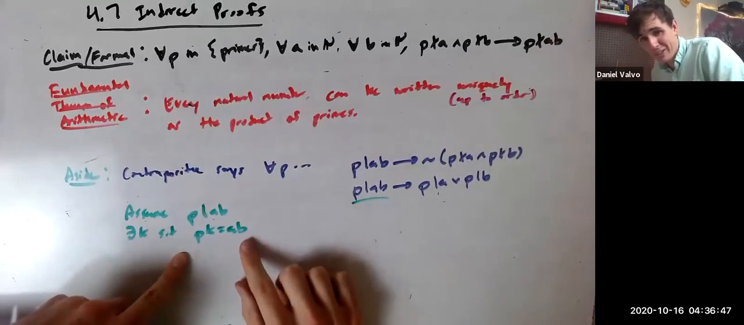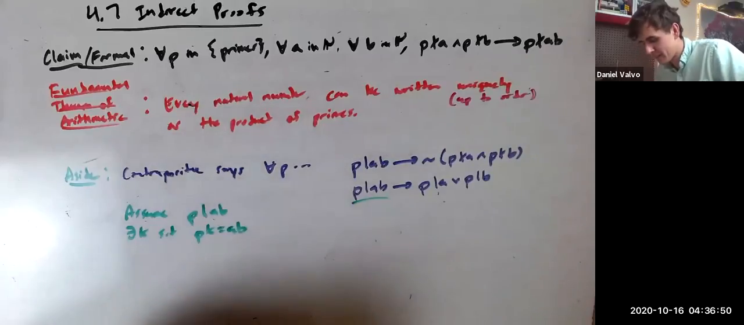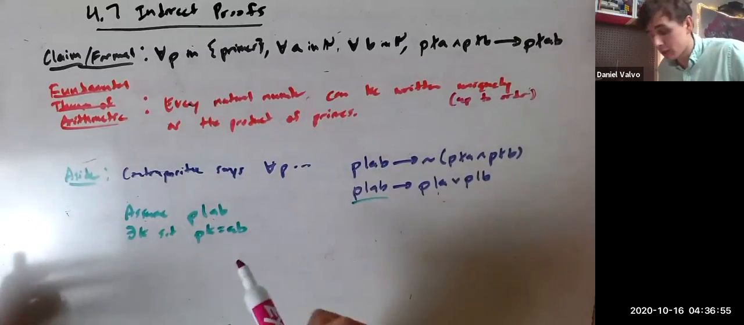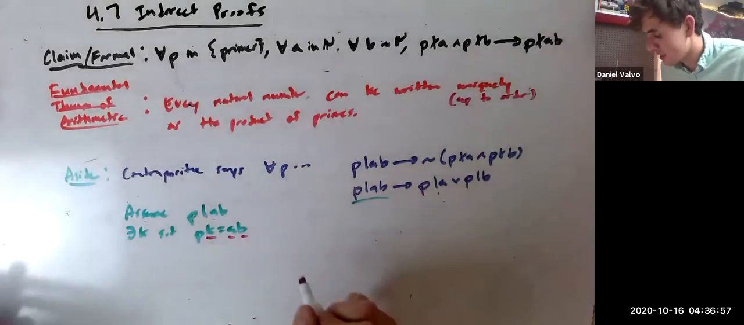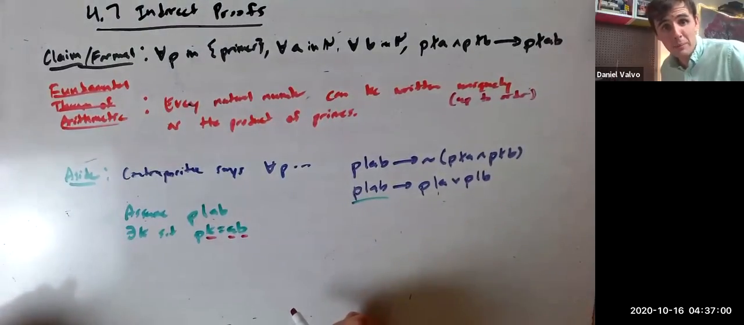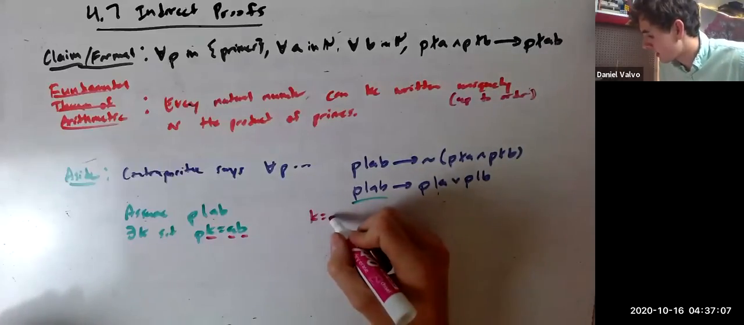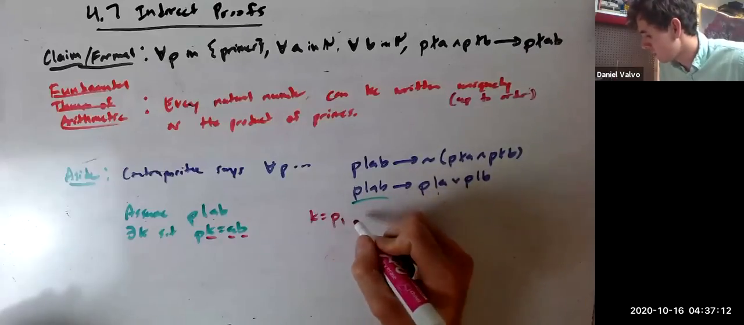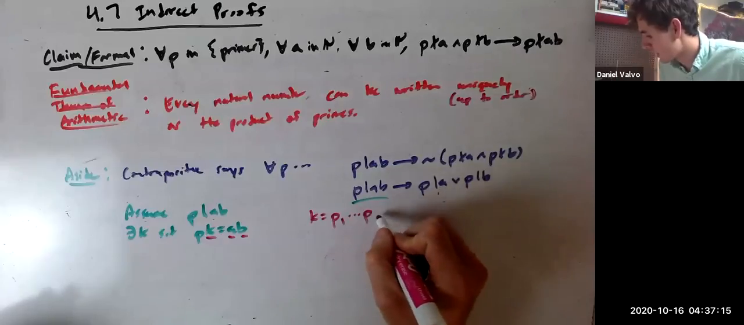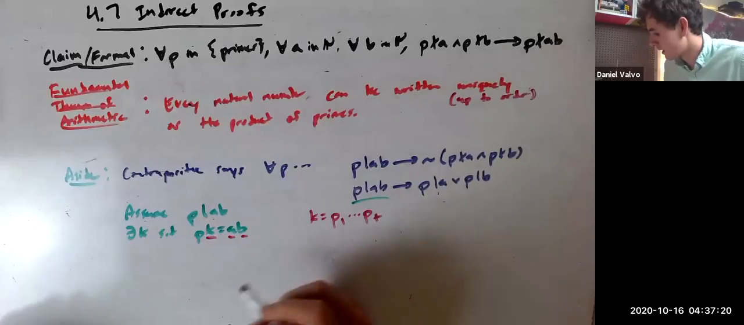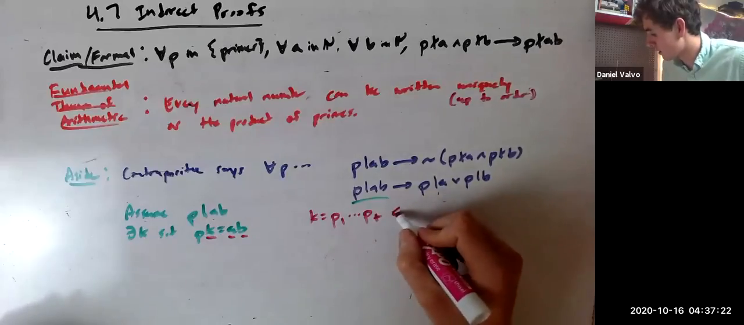So let's work on this. First of all, notice that by the fundamental theorem of arithmetic, each of these has a unique prime decomposition, meaning a unique way to write them as a product of primes. So let K equal P1 all the way out to PT. That'll be K, and this is K's prime decomposition.